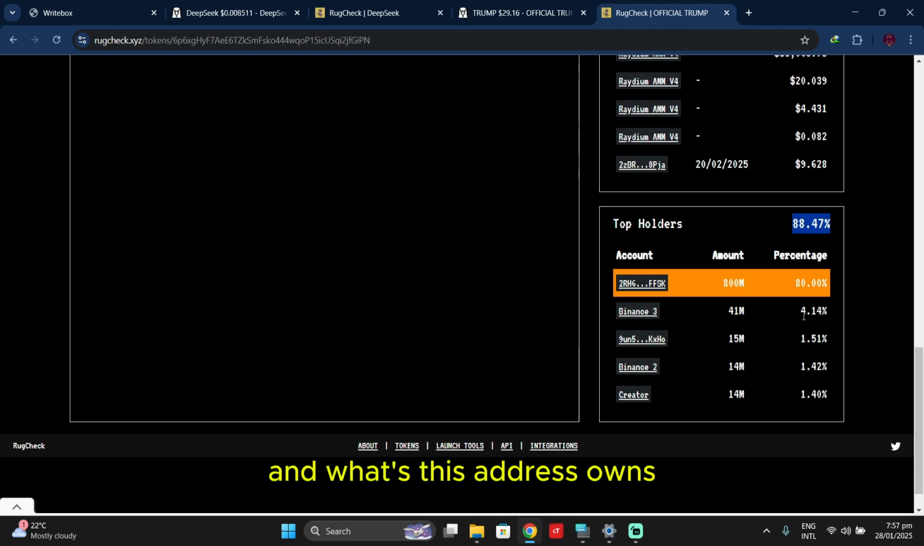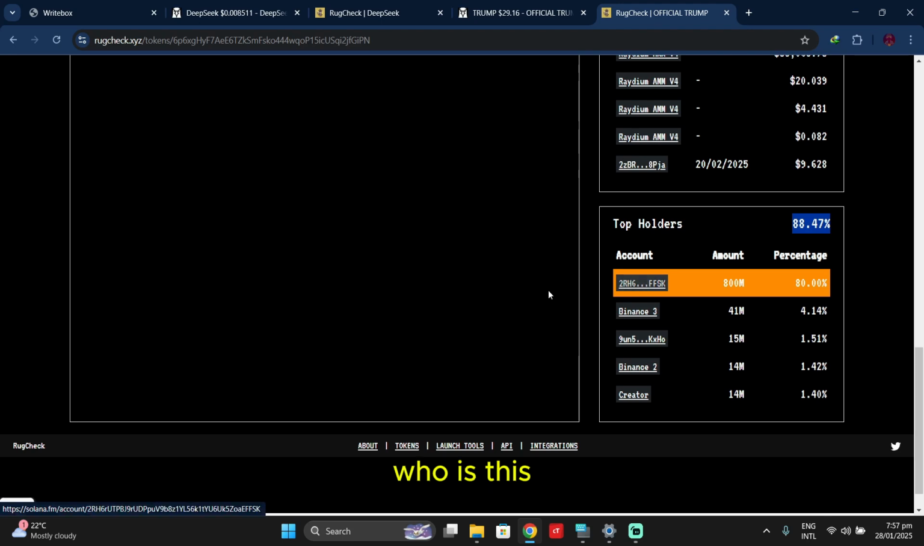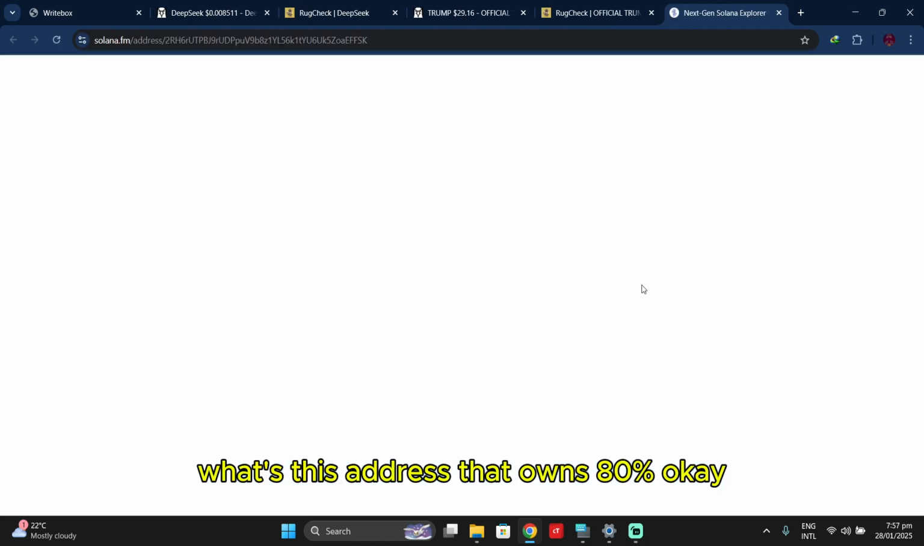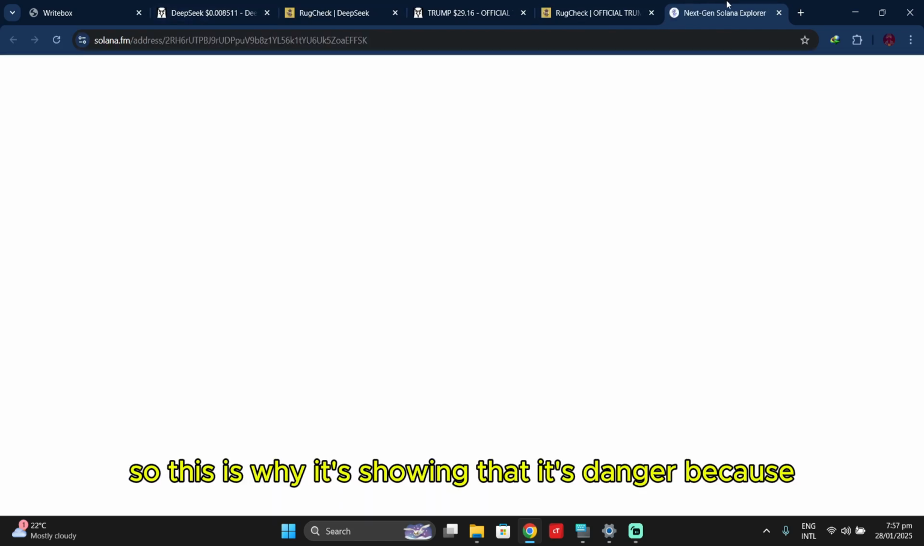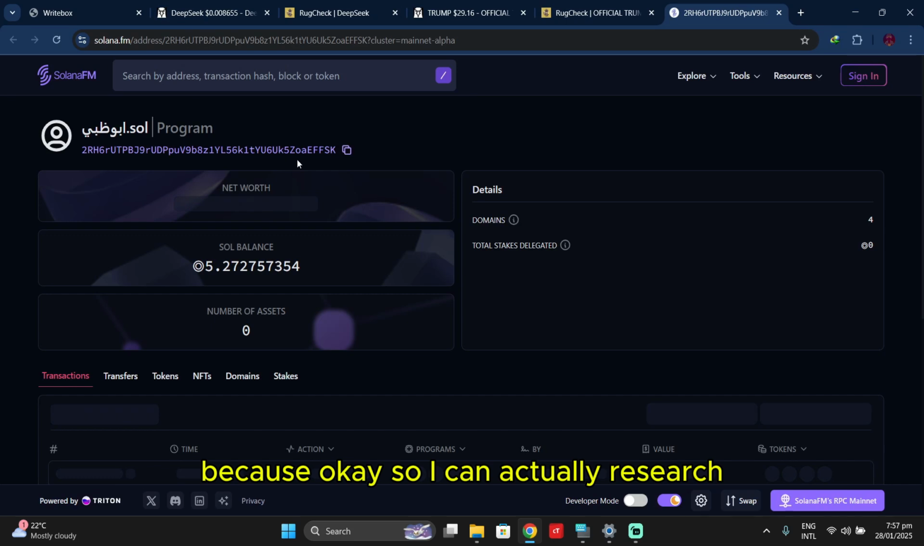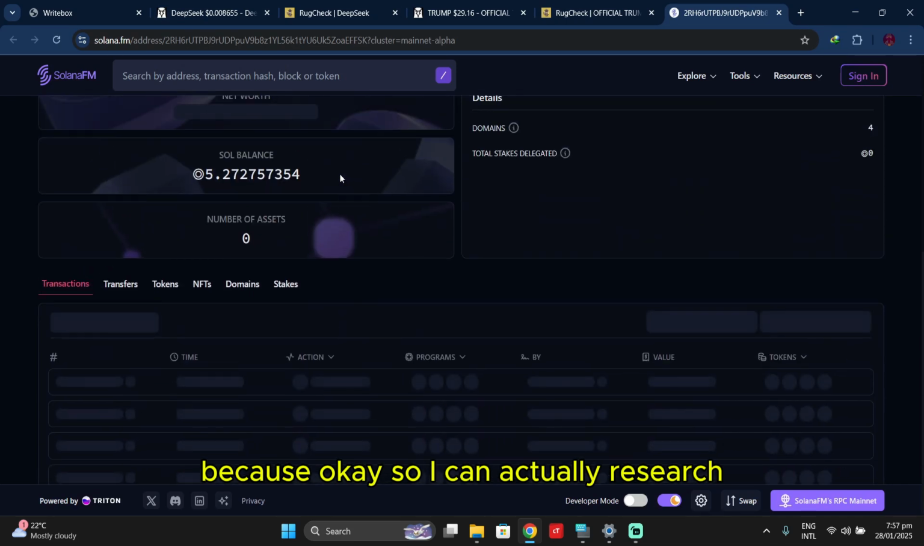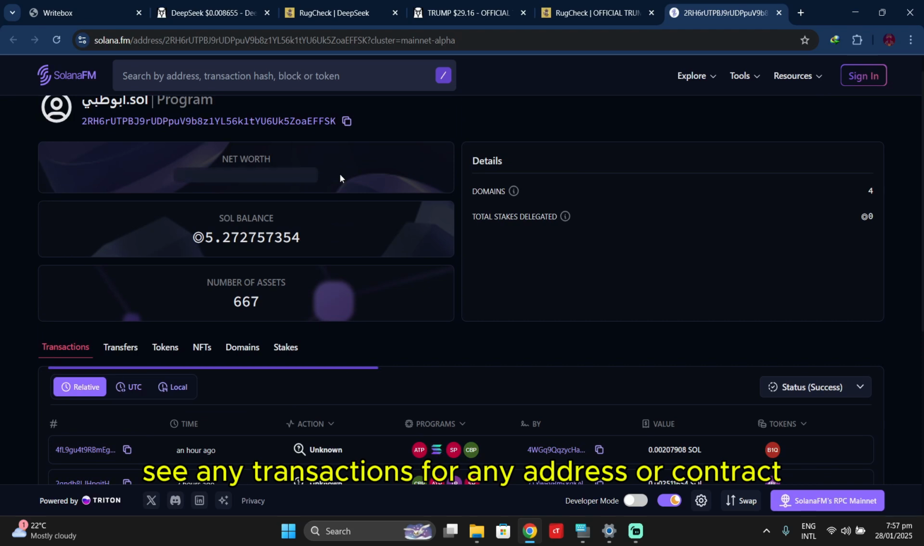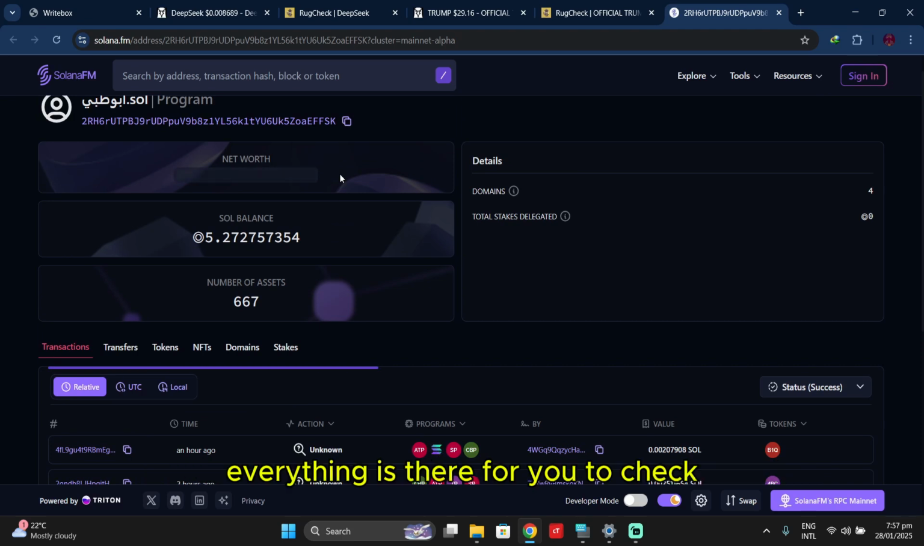Okay. And we've got this address owns 1%, Binance 2 1%, and the creator owns 1%. But what about this address? Who is this? What's this address that owns 80%? This is why it's showing danger. I can actually research. This is a good thing about crypto, that there's transparency. You'll be able to see any transactions for any address or contract. Everything is there for you to check.